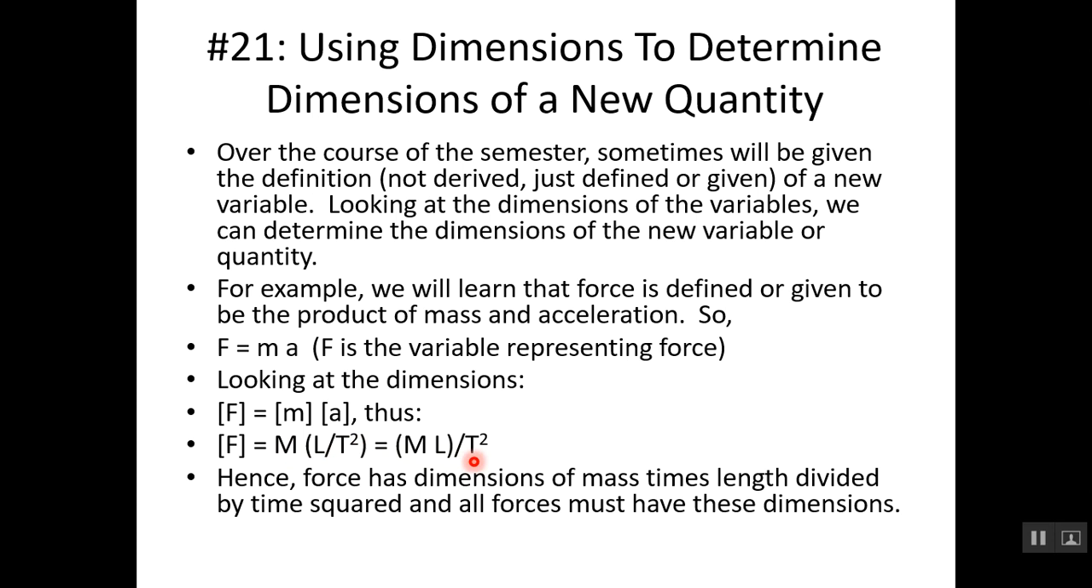So whenever you see a force, it's a mass times the length per time squared. So whenever you see a mass times the length per time squared, it has to be a force. There's nothing else it could be. All right, so that's something else you can do with this dimensional analysis. All right, let's do some examples in the notes though, so we see how it works out.